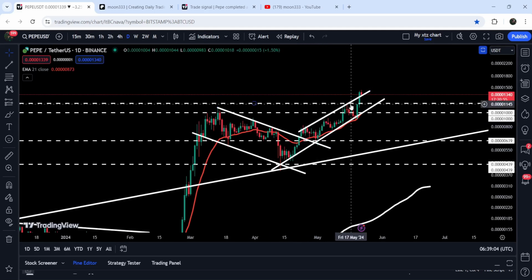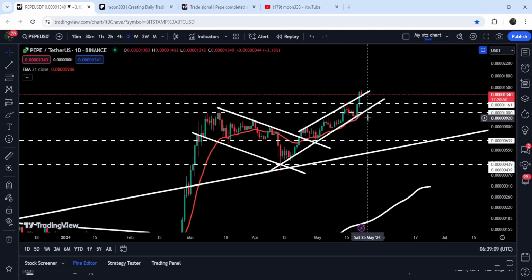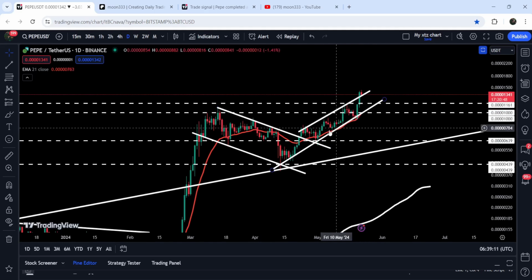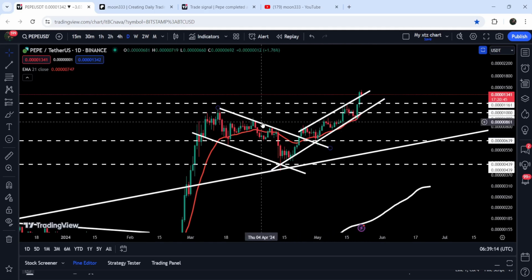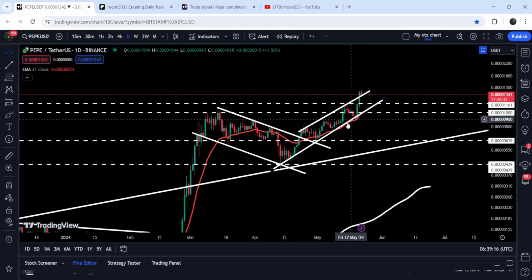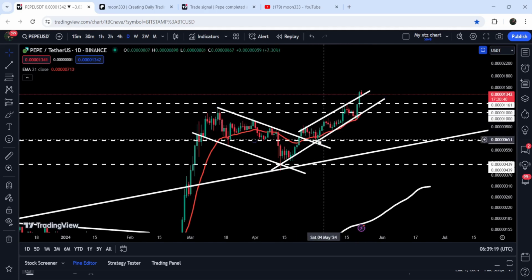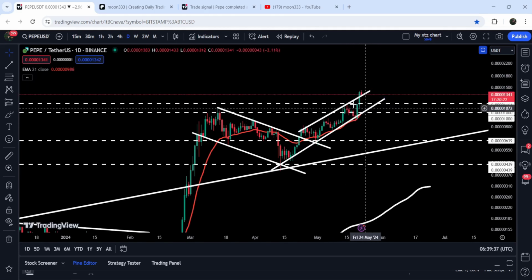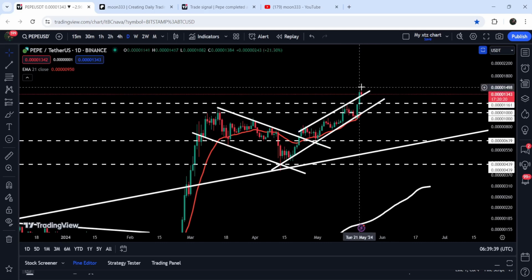We got rejection here, rejection here, rejection here, and finally, after getting bounced from the support of this rising wedge pattern and also from the support of EMA 21, you can see that this exponential moving average 21 was also moving with the support of this rising wedge pattern. We had a bounce from this support of EMA 21 here and almost got bounced here as well. And this was the most recent bounce that has happened here on 20th of May 2024. And finally, we have broken out the resistance of this wedge. Right now, after the breakout, the price line is retesting the previous resistance of the wedge as its support.